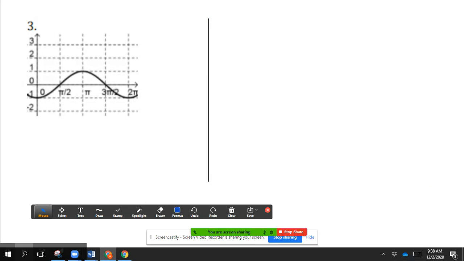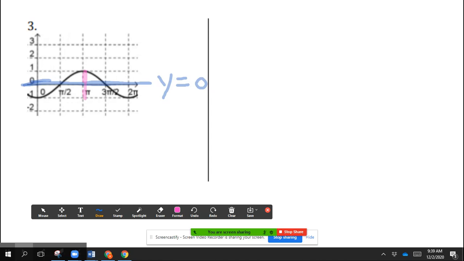Okay. Next, we're going to work through some examples where we're going to use the graph to write the equation. So we've talked about the fact that sine graphs start at their midline and cosine graphs start at their maximum value. Okay. So looking at this graph, I can identify my midline as being right here, which is the line y equals 0.